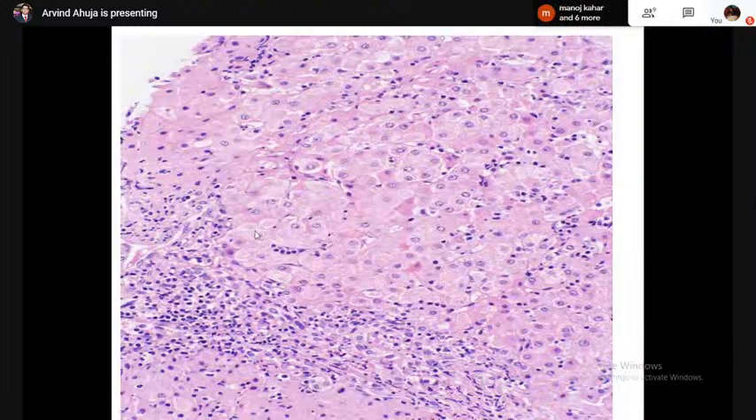Okay, so coming to the portal tracts, they can also show portal inflammation. You can also find interface activity when there is spillage of the mononuclear cells into the adjoining hepatocytes, which is known as interface activity. So you can find portal inflammation as well as interface activity. In acute hepatitis also you can find some neutrophils or eosinophils.